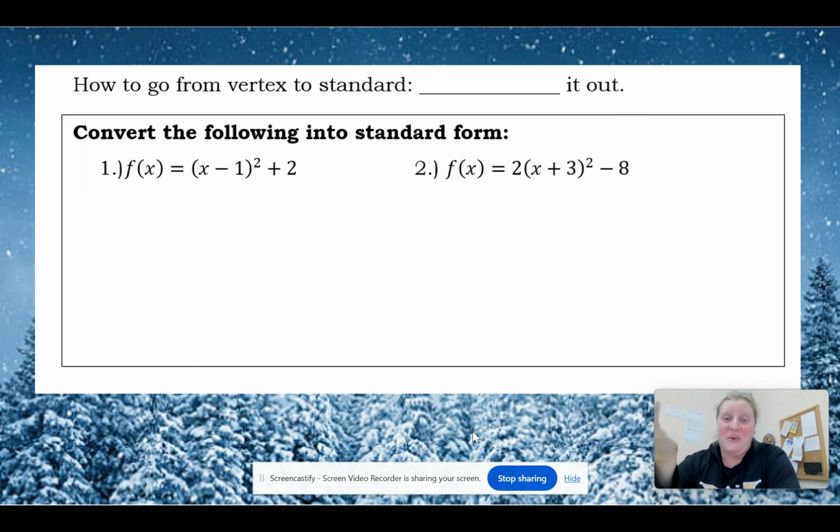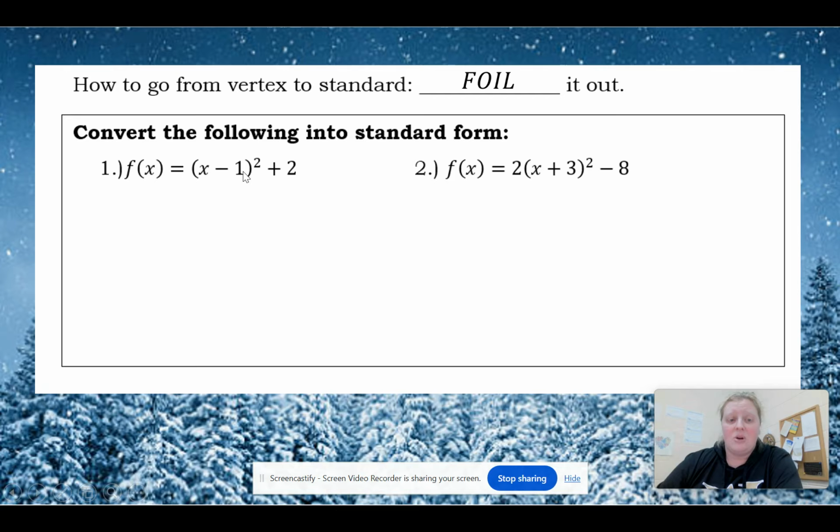My job is to show you how to go from one form to the other. Each form has its own strengths and weaknesses. Graphing-wise, vertex form is way better, but when we're using, for example, the quadratic formula to solve problems, standard form is probably a better way to go. So we're going to do the easier of the two first. We're going to go from vertex to standard form.